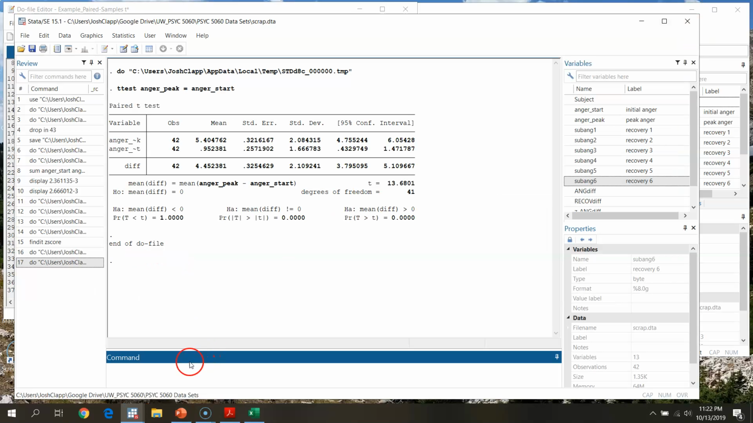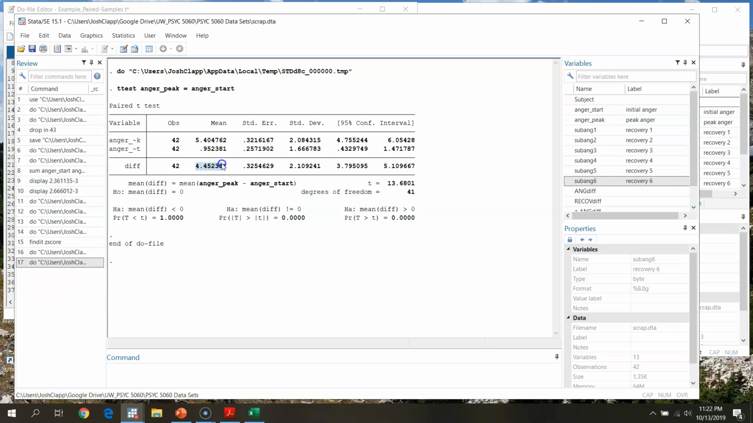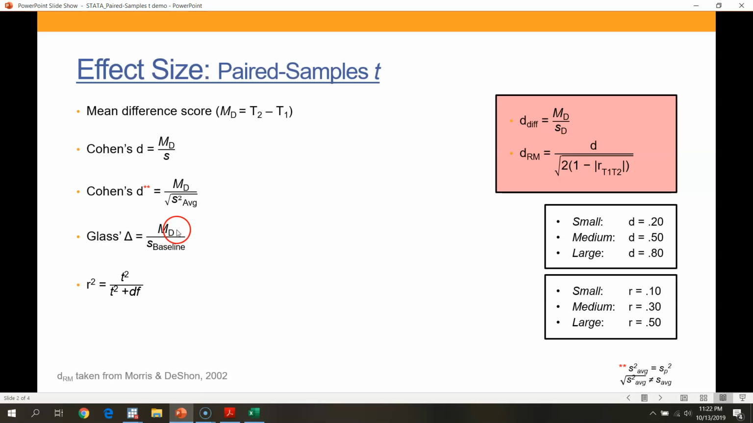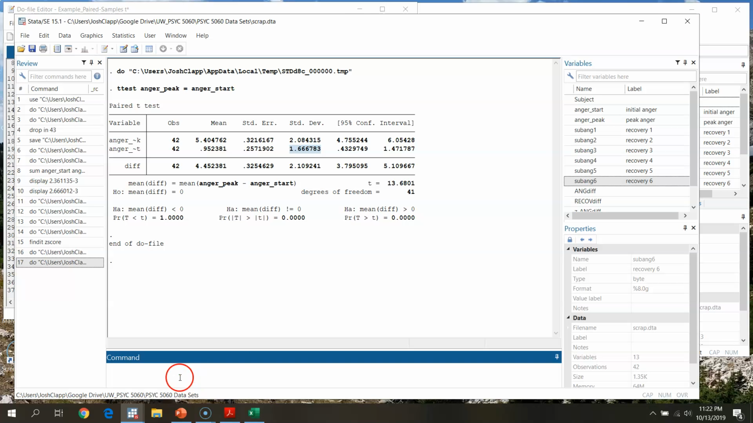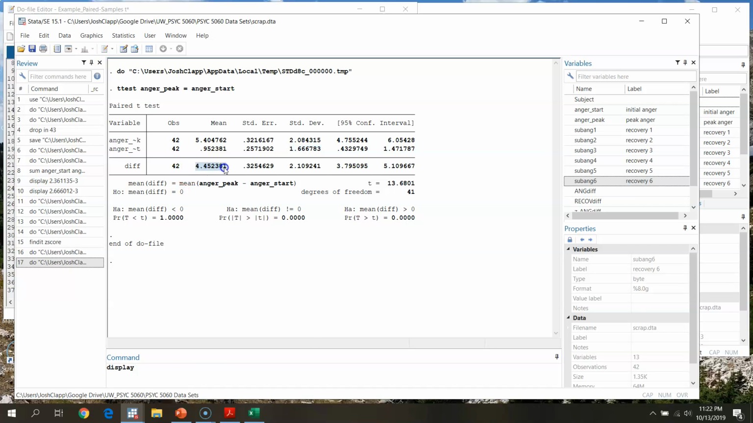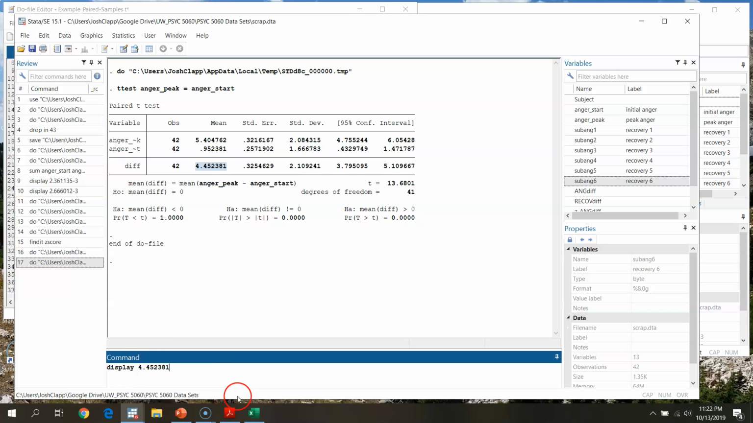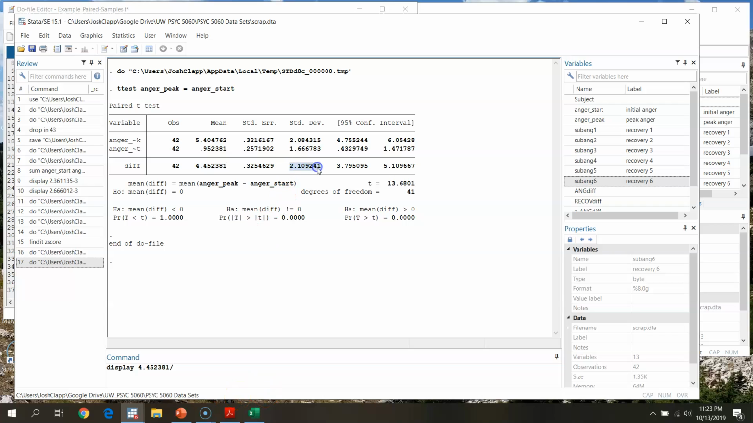Okay, so if I go up and I'm saying, okay, here's the mean of the difference scores, or the difference in these two, right? So this is telling me the increase from baseline to peak anger. What I can do is take this and divide it by the standard deviation at baseline. Okay, this is peak, and this is anger at start. So again, I'm going to take the mean of the difference over the standard deviation at baseline. So again, in Stata, I can just hit display. Calculate that, divided by my difference here.